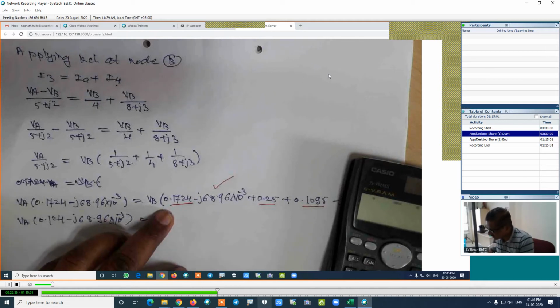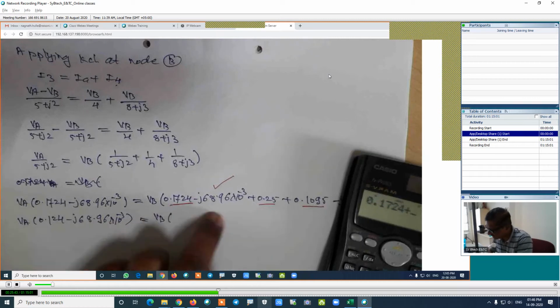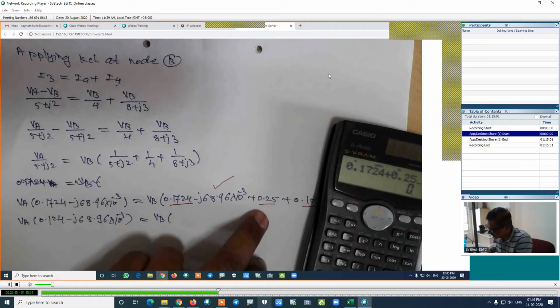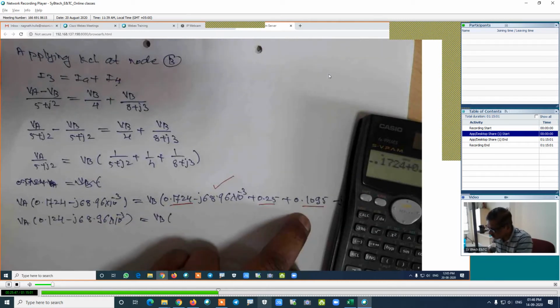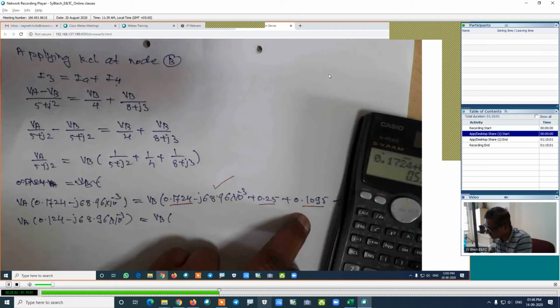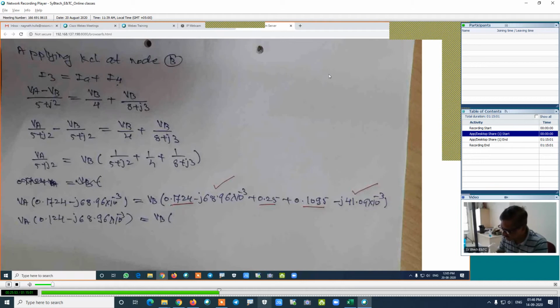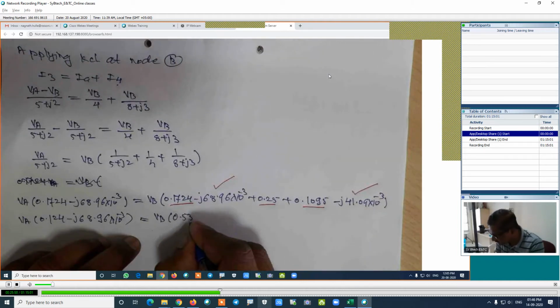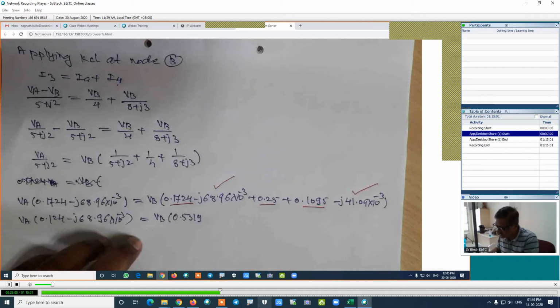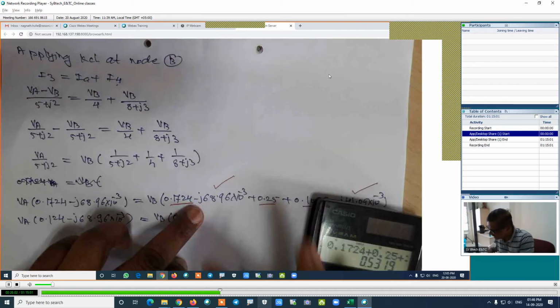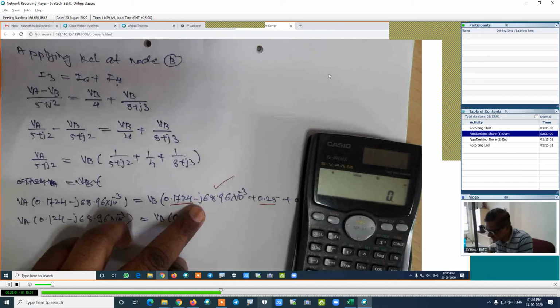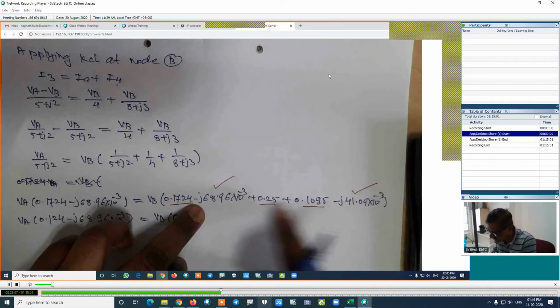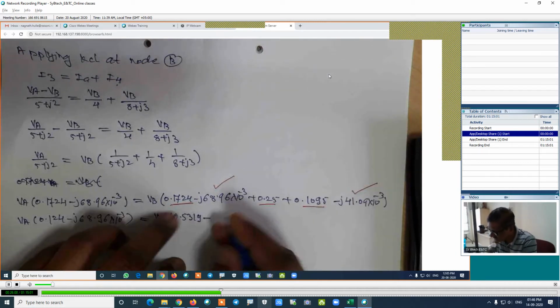Means here 0.1724 plus this value 0.25 plus this value 0.1095 is equal to 0.5319. 0.5319 is the real part. How much is the imaginary part? This is minus. This is also minus. That's why I will write the minus and just add these values.